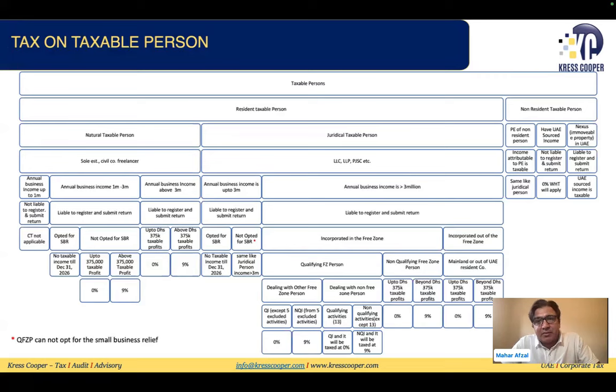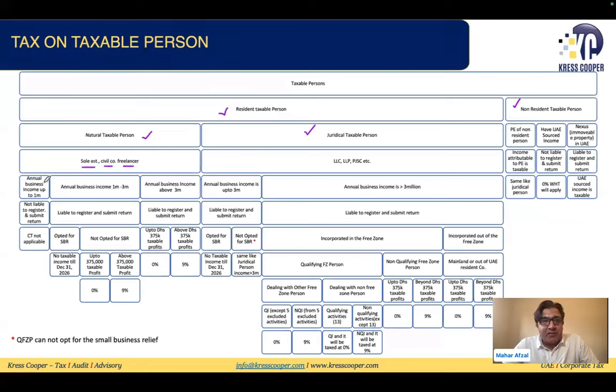tax on the taxable persons, this is a very comprehensive slide that gives me an understanding of what tax is applicable on the taxable person. This taxable person can be a resident taxable person, it can be a non-resident taxable person. A resident might be a natural person, might be a juridical person. If this is a natural person, it can be a sole establishment, civil company, freelancer. These are the natural persons.